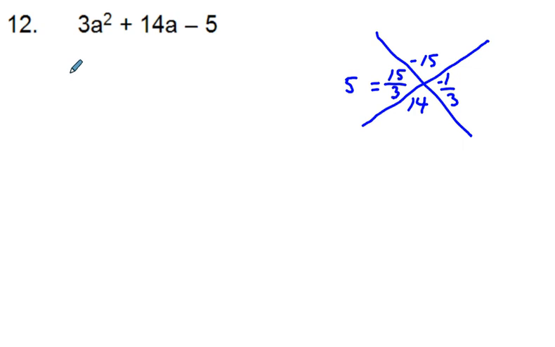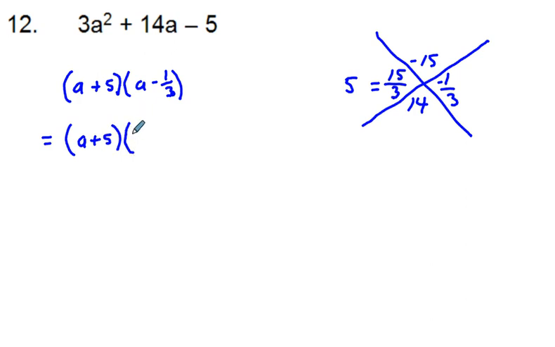So here we have A plus 5 times quantity A minus 1/3. And then using our bottoms up, we get quantity A plus 5, and then on the other one, we have 3A minus 1. And then we check these together, we get positive 15A minus A. So that checks out. So here are all the problems.